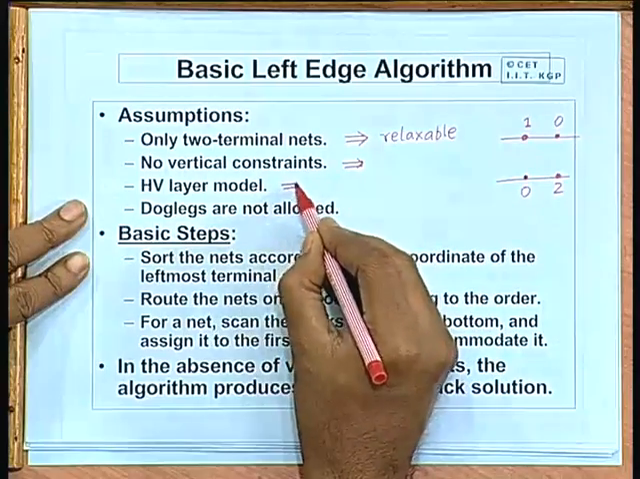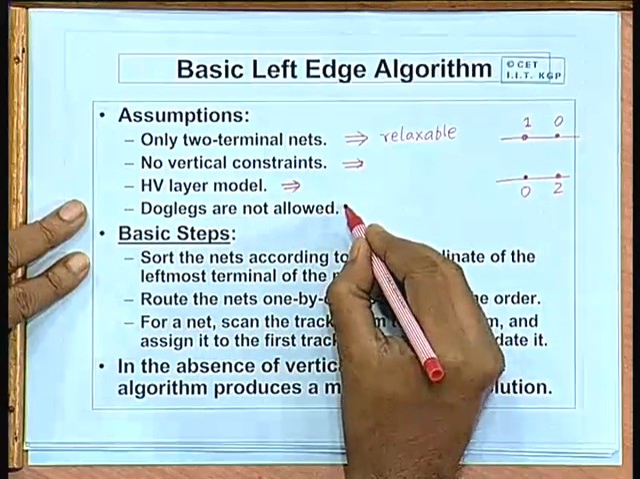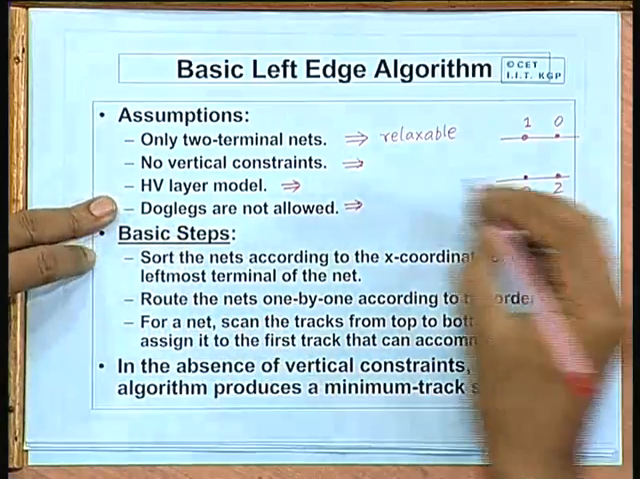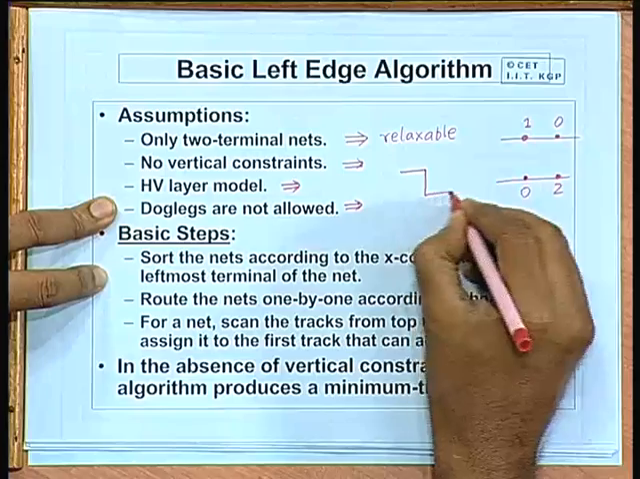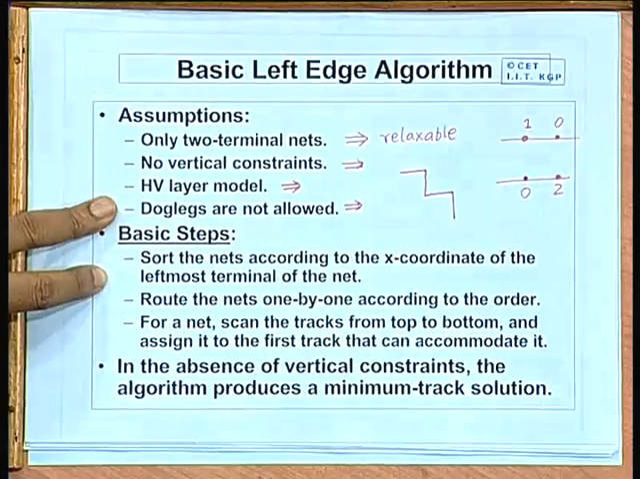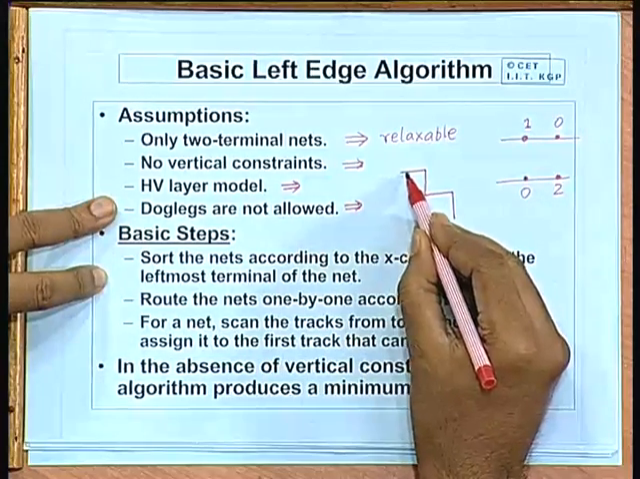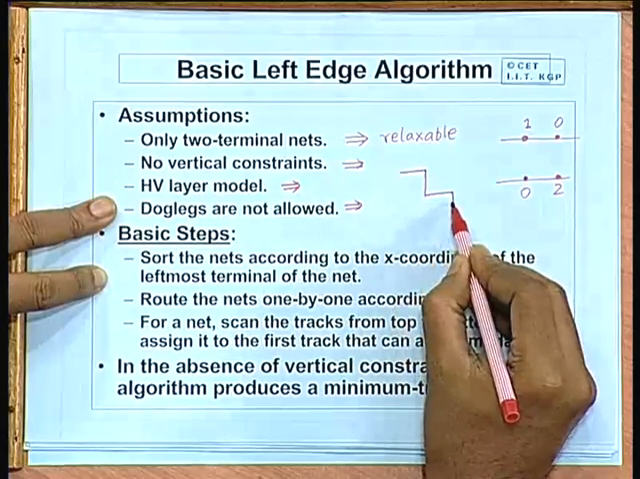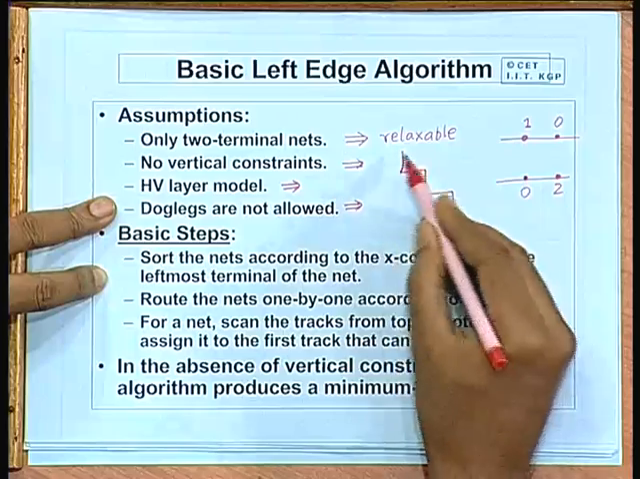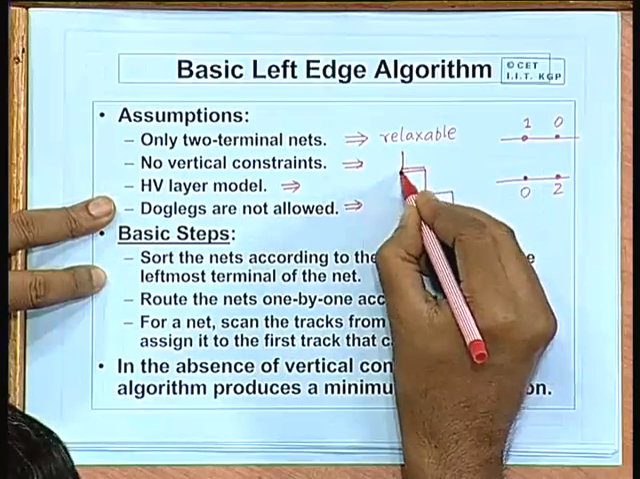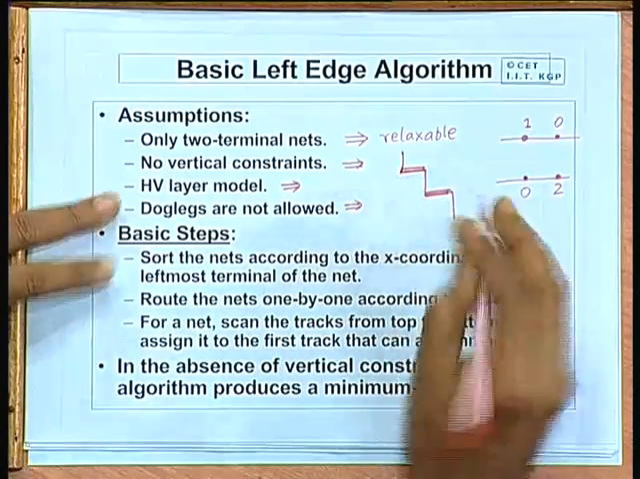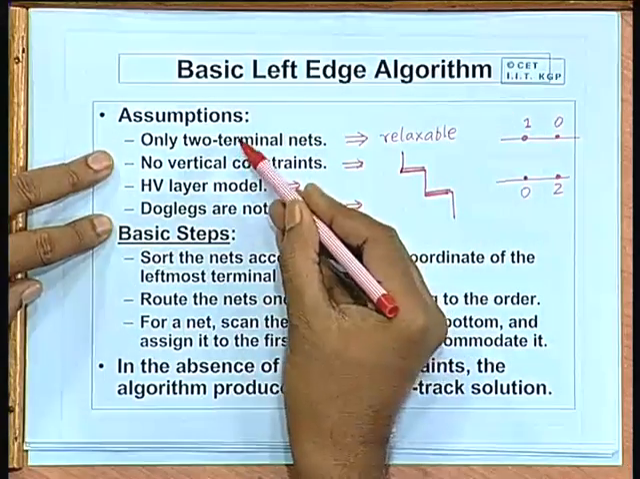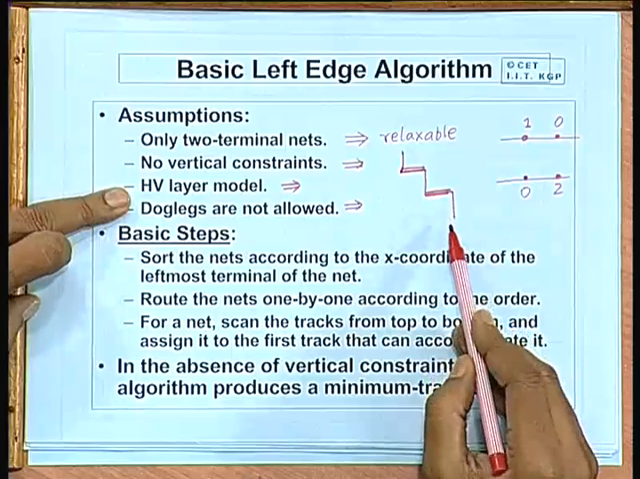This is a 2-layer model, horizontal, vertical. Dog legs are not allowed. Well, I do not know why they call it dog leg. I have never seen a dog with a leg like this. Say a net like this is called a dog leg, where the horizontal segment is broken into more than one track. This kind of a connection is called a dogleg. There are two horizontal tracks on which the total horizontal segment is assigned. Now, with these assumptions you will never need a dogleg.